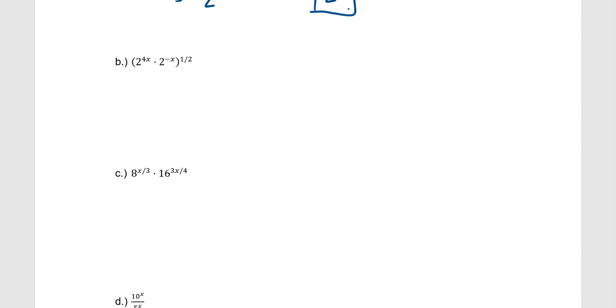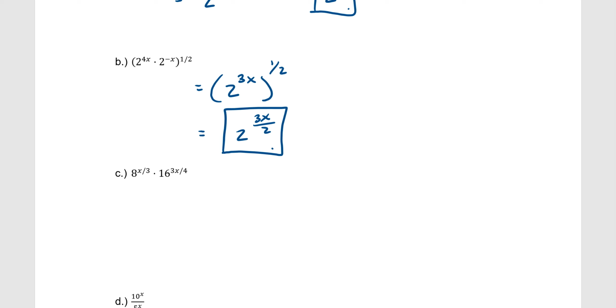Next one, we have 2 to the 4x times 2 to the negative x, all raised to the 1/2. So for this one, we are multiplying common bases. So to combine those, we have to add these exponents together. 4x plus negative 1x is 3x, raised up to the 1/2. And now this is a power to a power, so we multiply. 3x times 1/2 is just 3x over 2. So in this case, our k value would be 3 over 2.